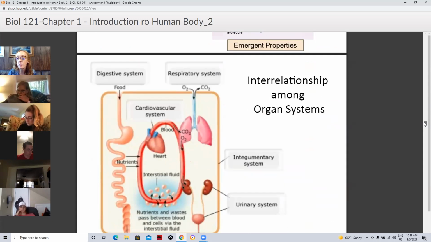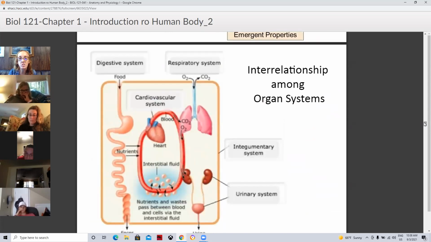So here's a simple description of an interrelationship among organ systems. Oh, that's not what I meant to do. Sorry. So the digestive system takes in food. Food is absorbed in the small intestines into the cardiovascular system. Cardiovascular system is integrated and interrelates with the digestive system. However, it also interrelates with the respiratory system. So the cardiovascular system with the respiratory system allows for the taking up of oxygen and the release of carbon dioxide into the environment.